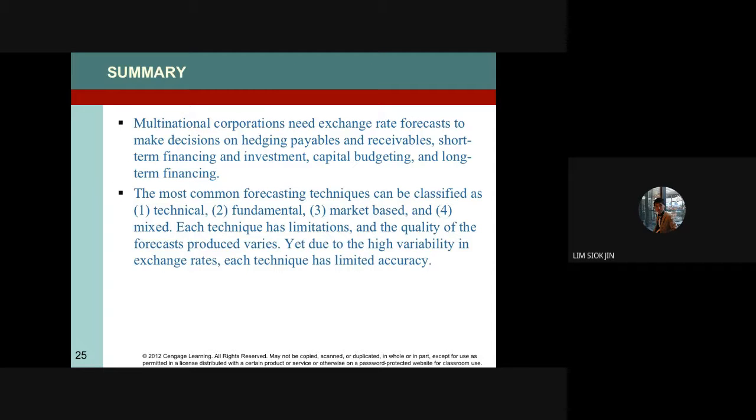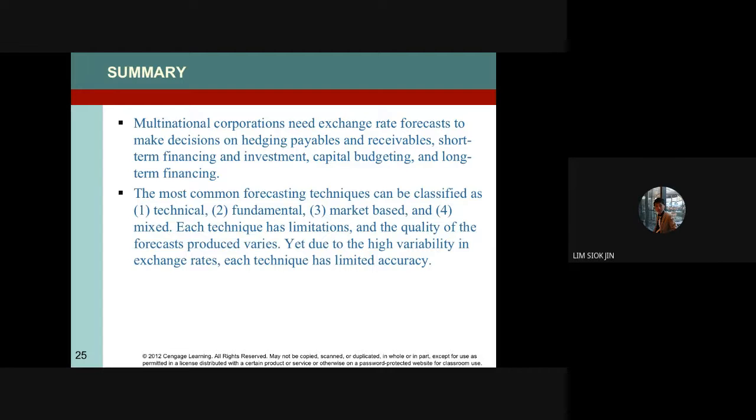Okay, so in summary, this whole chapter we talk about the importance of multinational corporations needing to forecast their exchange rate, because it helps them make decisions in hedging their payables or receivables, decisions regarding short-term and long-term financing, capital budgeting, and so on. All right, so the most common techniques are technical, fundamental, market-based, and mixed techniques. However, each technique has its limitations.